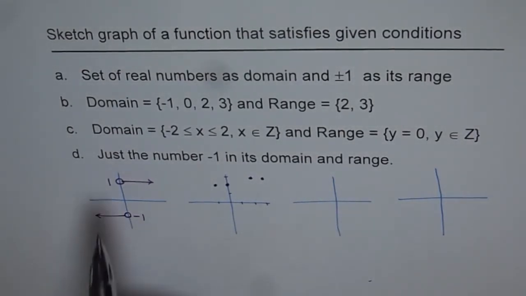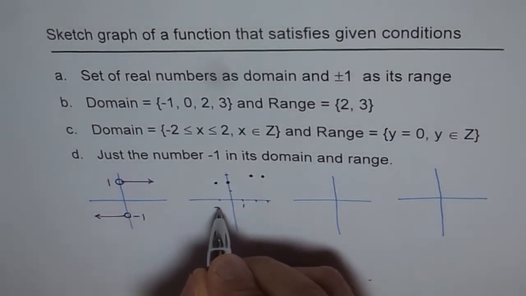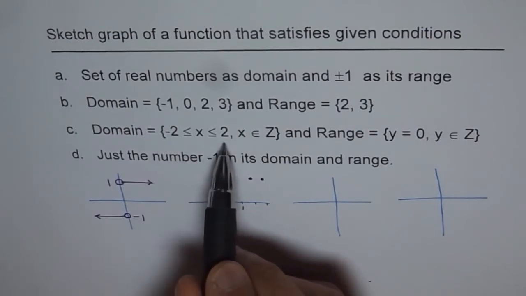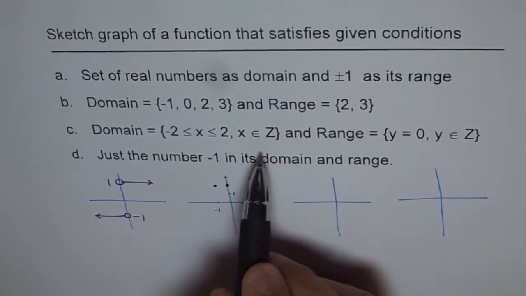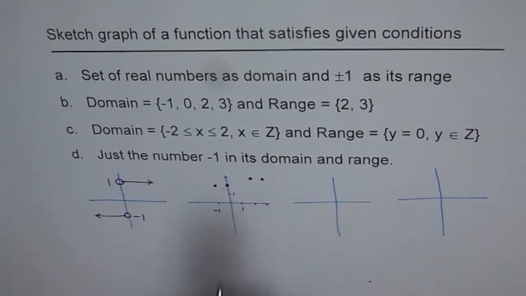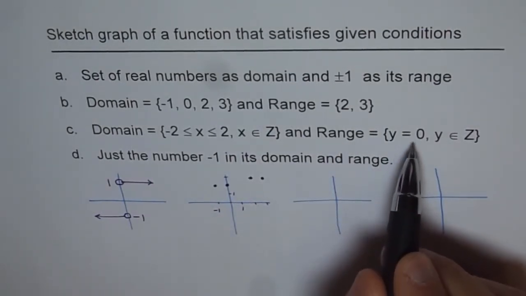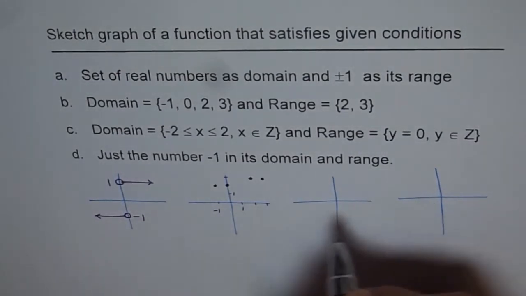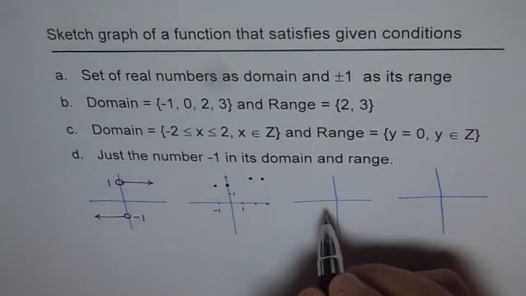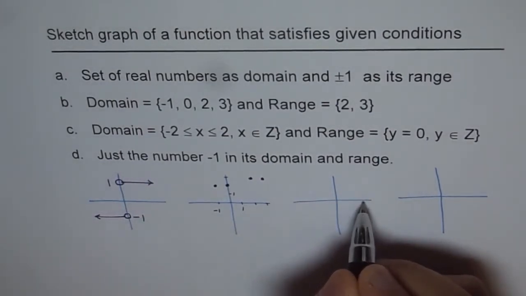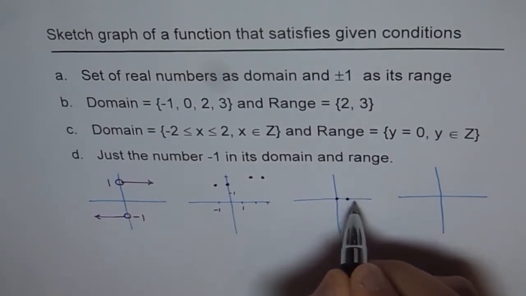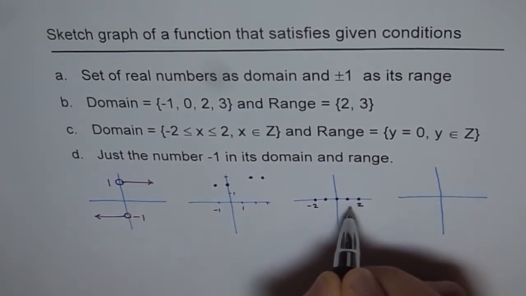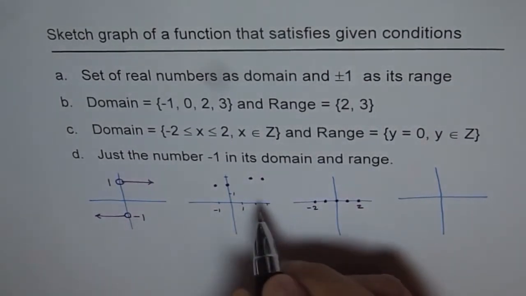Now C is where these units are 1, right? -1 and 1. Now C is domain between -2 and 2. x belongs to integers, so we should not be connecting the lines. That is most important. And range is just equal to 0, right? That means all the points from -2 to 2 should be marked on the horizontal x-axis, correct? So we have 0 here, 1 and 2, -1, -2, right? So that gives us the domain and range for C.